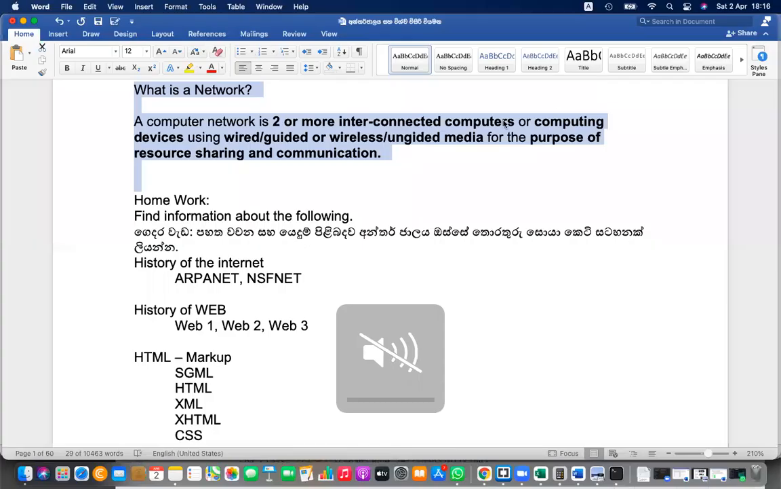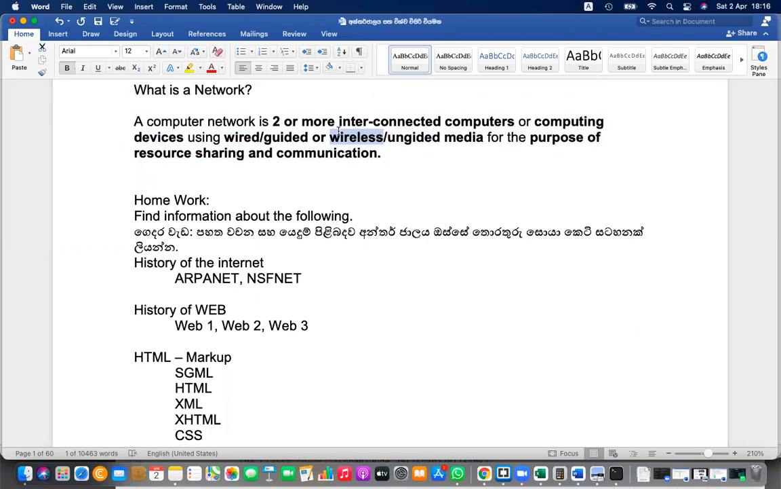Right. Remember these points. What is network? A network must have two or more computers. Then they need to be connected using guided, unguided, or wired or wireless media. Purpose of resource sharing and communication.